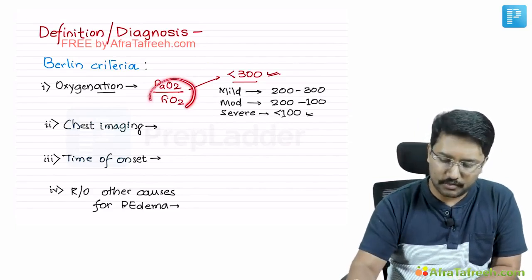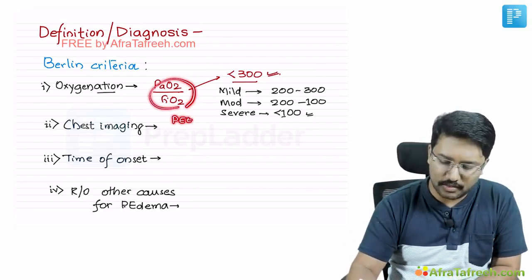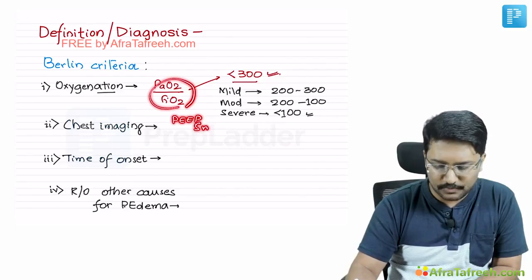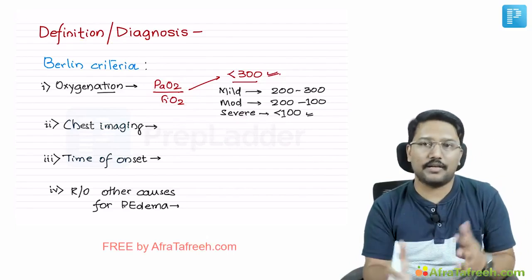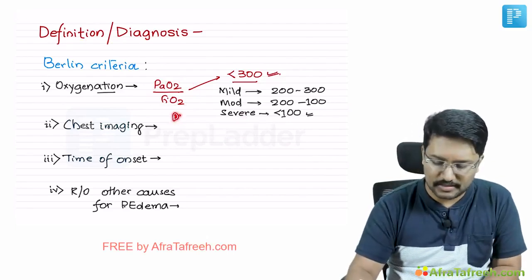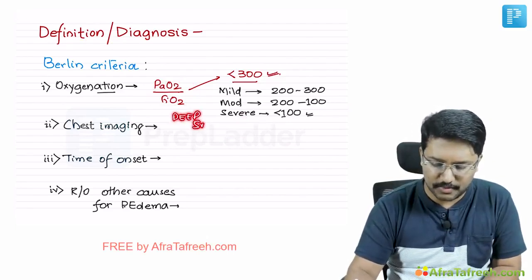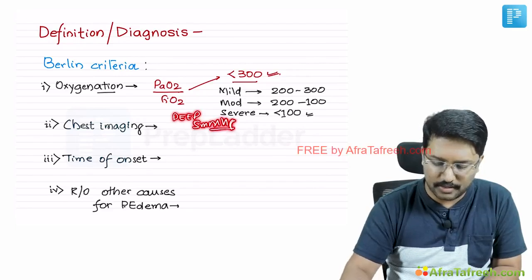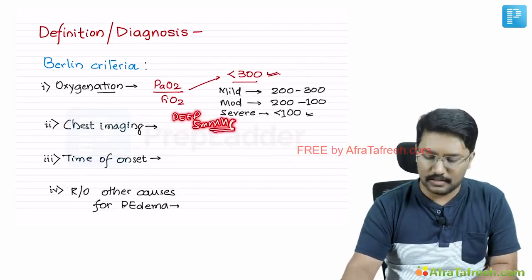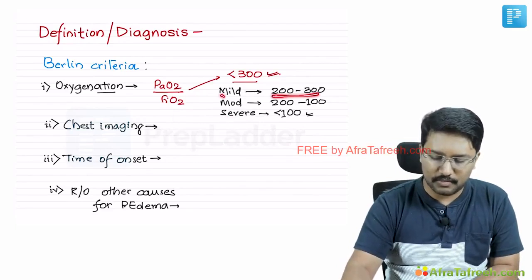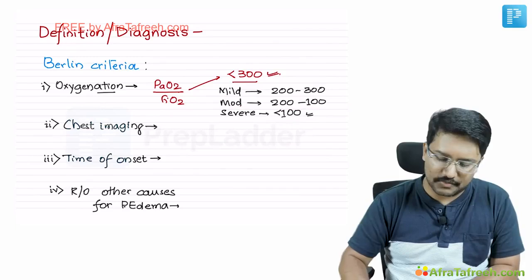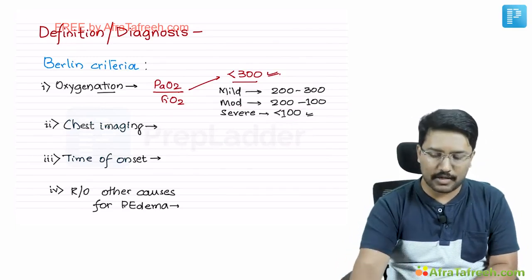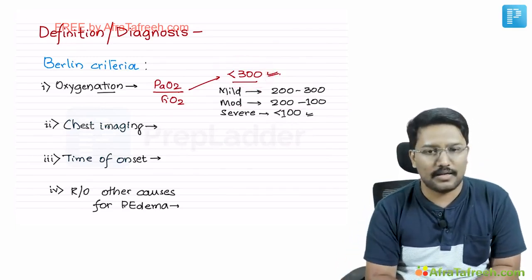Now, this PaO2 by FiO2 ratio is calculated with CPAP or a PEEP of at least 5 millimeters of mercury, right? It is not something that you calculate without PEEP. With a PEEP or CPAP of at least 5, you look at the PaO2 by FiO2 ratio in such a setting. If it is in the range of 200 to 300, mild, then 100 to 200 moderate, and less than 100, that is where you call it severe, right? For the diagnosis, it needs to be less than 300.